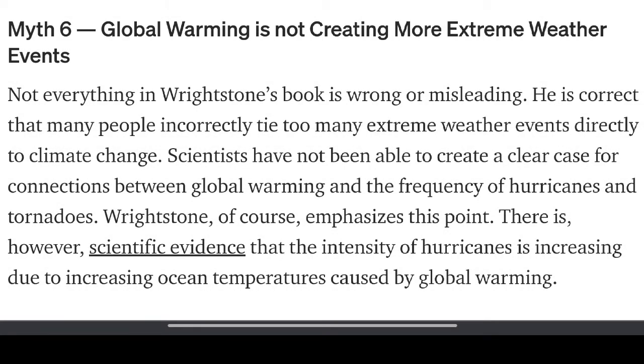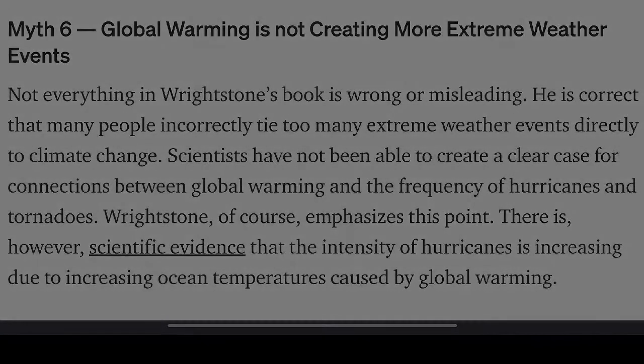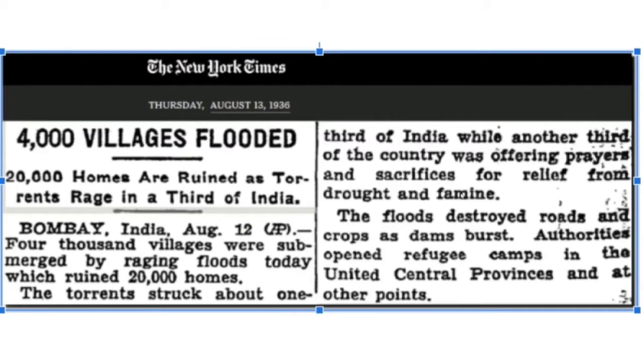So global warming has not created more extreme weather events. Well, let's go through the data and see here. This is 4,000 villages, one of the worst floods in India. This happened in 1938, I believe. There was a lot happening in 1938, a tremendous spike in a heat wave in America. We saw that, I think, in the other video.